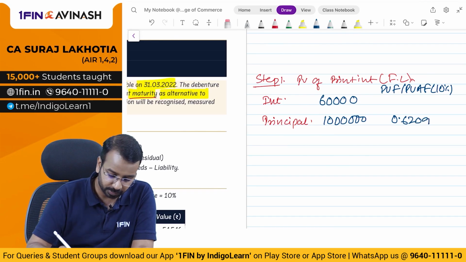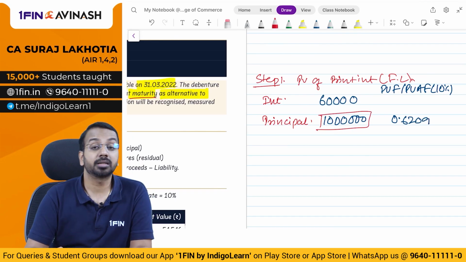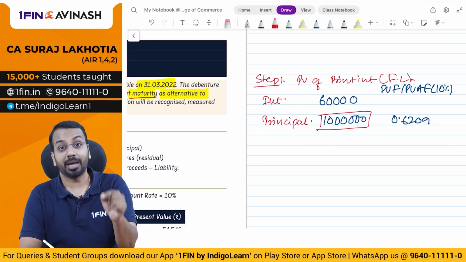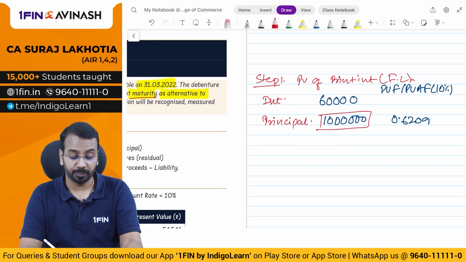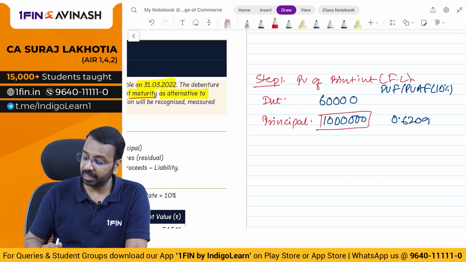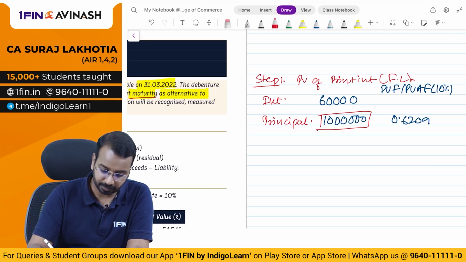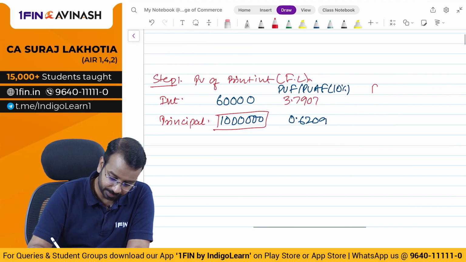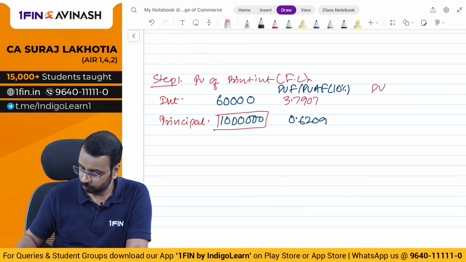Now, one thing all of you please keep in mind, here I have taken 10 lakhs. Sometimes in the question they may say redeemable at premium. You have to take the amount at which it will be redeemed, the cash flow. And if I do GT, I get 3.7907. So what is the present value? Present value is 3.7907 into 60,000.